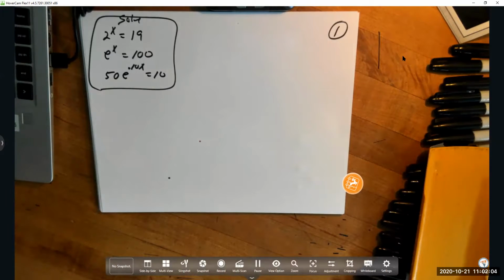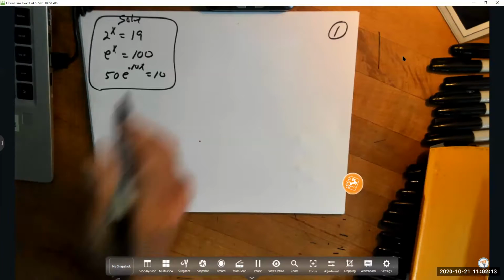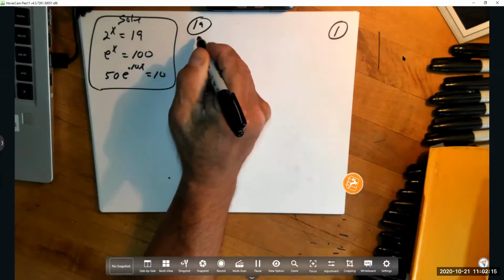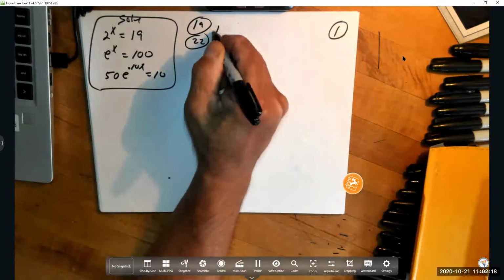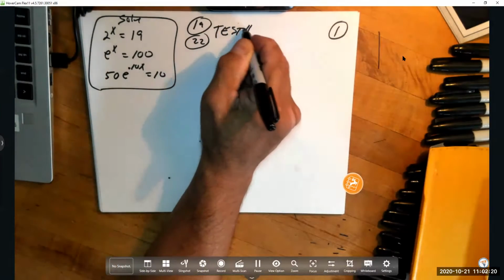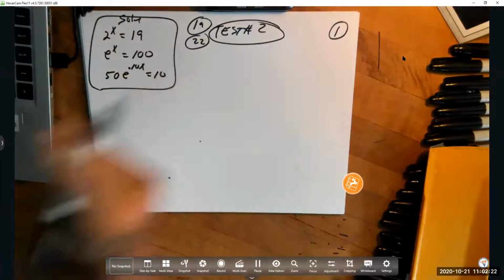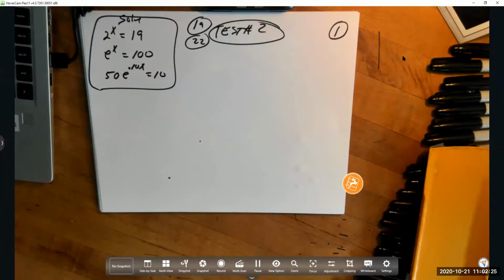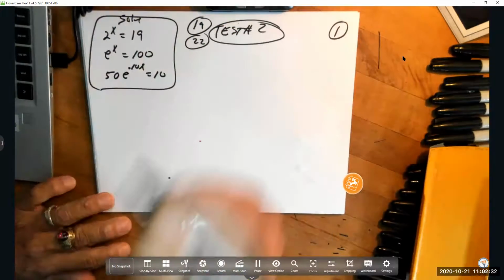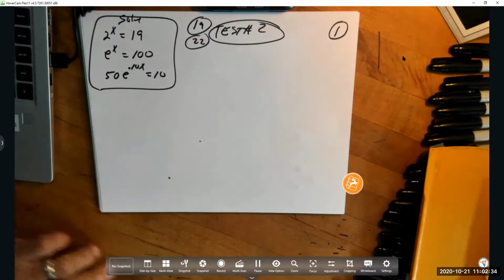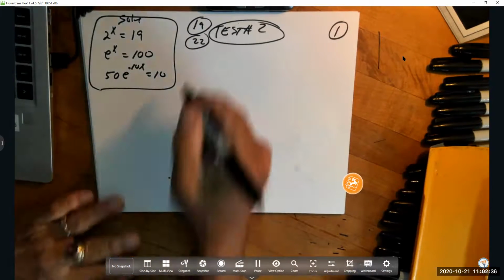So today I'm gonna do number 19, number 22, and test number 2. All right, 19 and 22, and test number 2. So before I do those, let me do O1 first.